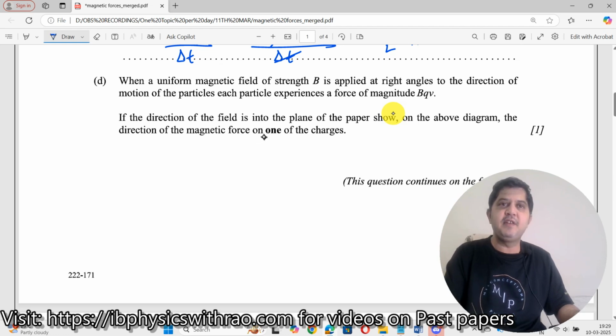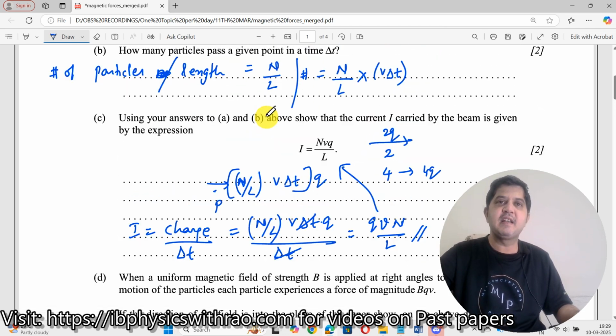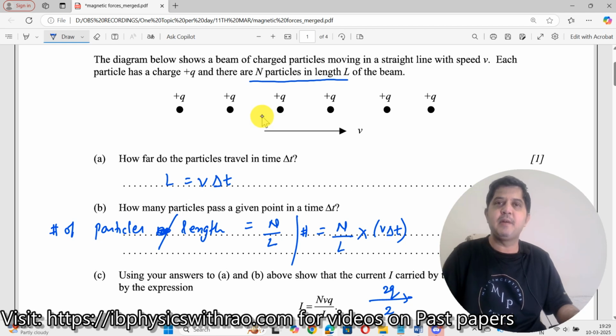If the direction of the field is into the plane of the paper shown on the above diagram, what is the direction of the magnetic force on one of the charges? Now it says the magnetic field is into the plane of the paper. So how does it look? It looks like this over here.